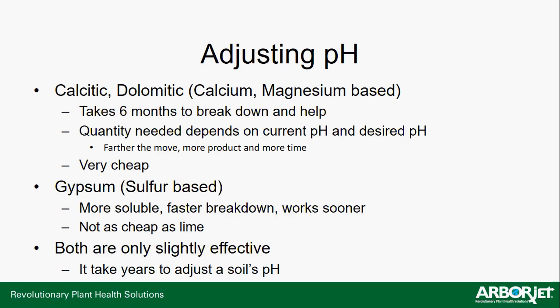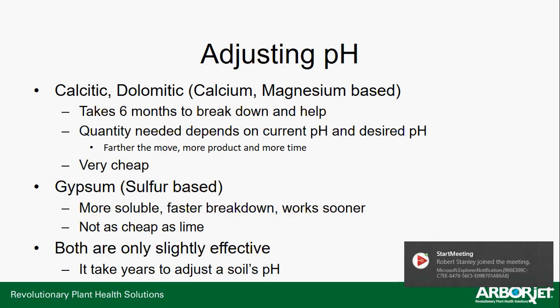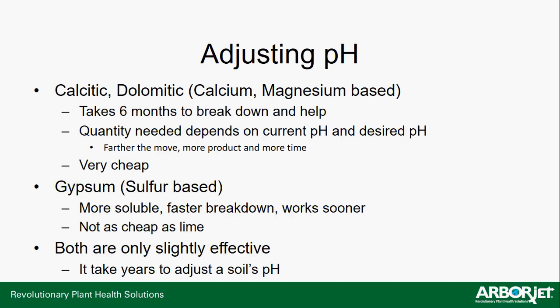Gypsum, on the other hand, which is that calcitic sulfur, is more soluble, which means it breaks down faster, which means it's going to work sooner, but it's definitely not as cheap. There are a couple companies out there like Solucal. They make granulated gypsum, but a 50-pound bag of Solucal would cover about a quarter of an acre, and that's about $30 a bag, at least the last time I had to buy it.